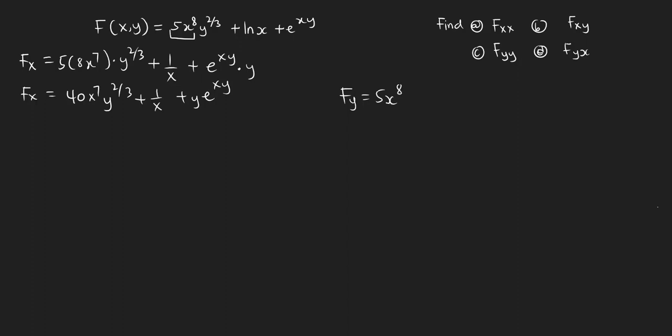Now let's differentiate y to the power 2 on 3. Differentiating this, you're going to have times 2 on 3, multiplying y to the power 2 on 3 minus 1. And then plus, for the second term, you don't have y in it, so that was 0. And then for the last term, we're going to have plus e to the power xy.